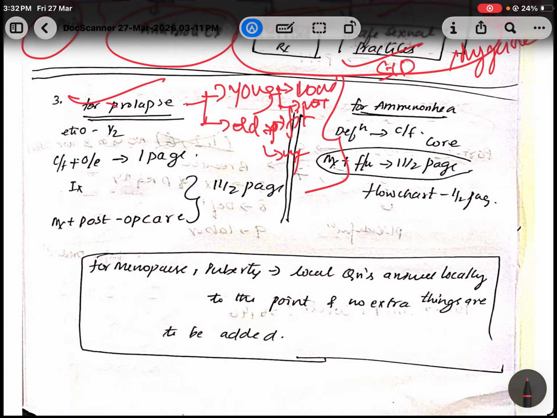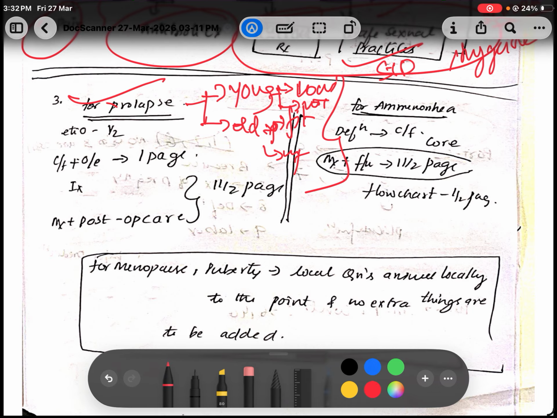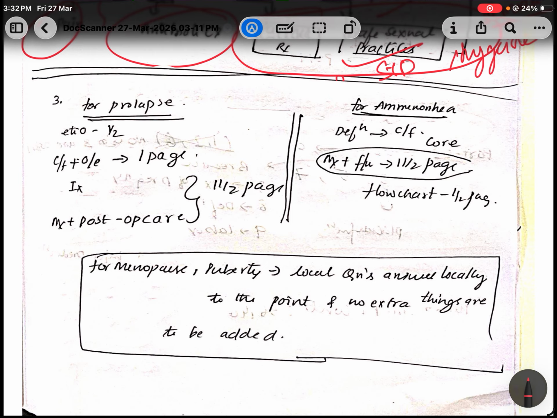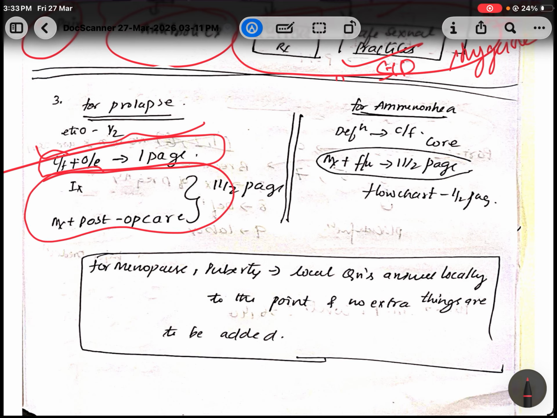So this permutation combination, if you know, I'm sure you can answer any part of prolapse cases, even in clinical practice also. So again, how you need to go about it is something which I'm giving. Etiology, half a page you can fill. Clinical feature and examination findings, comfortably you can fill one page. And investigation and management with post-operative care, this is important. It will eat up 1.5 pages. So this is how you go about it.